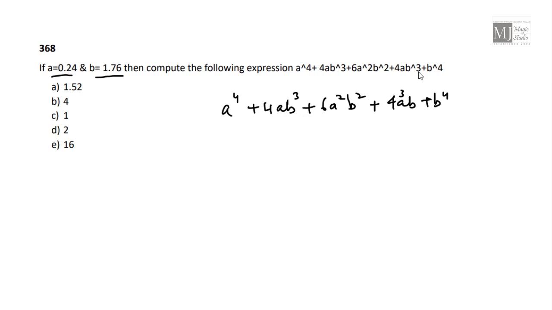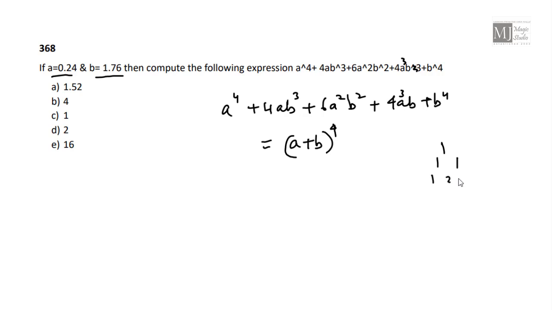This should be a cube b plus b to the power 4. Then if we see, this is a plus b to the power 4. With help of binomial expression, we can remember these things. With help of Pascal's triangles also we can remember these coefficients.